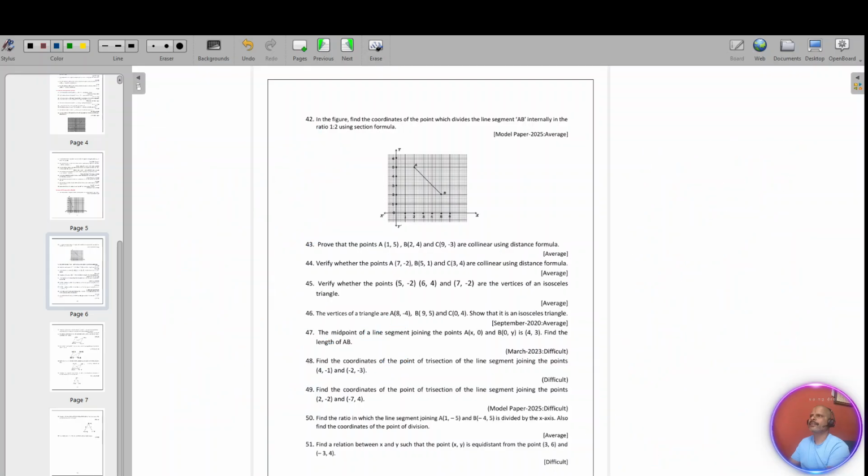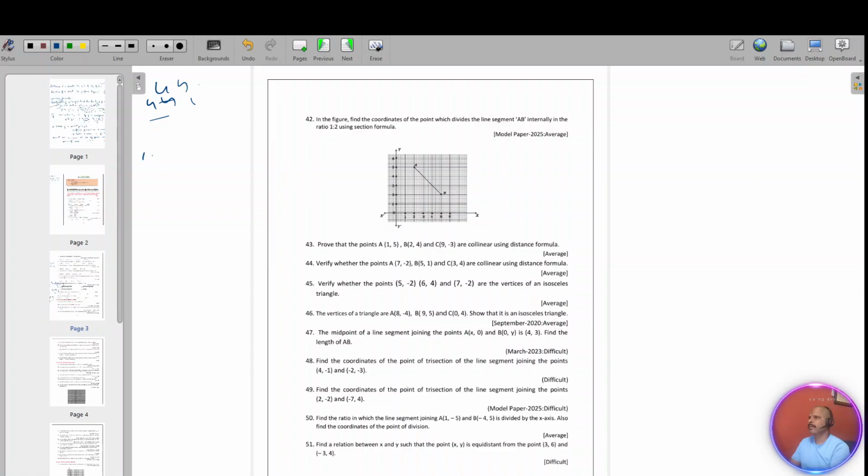We'll move on. 44th. Verify whether they are collinear points. So 44 is the same as 43. You have to find the distances AB, BC, CA. What it comes, let's see. I'll give the values. AB becomes root 13. BC becomes how much? You solve by applying the distance formula. BC becomes root 13. CA becomes root 52.